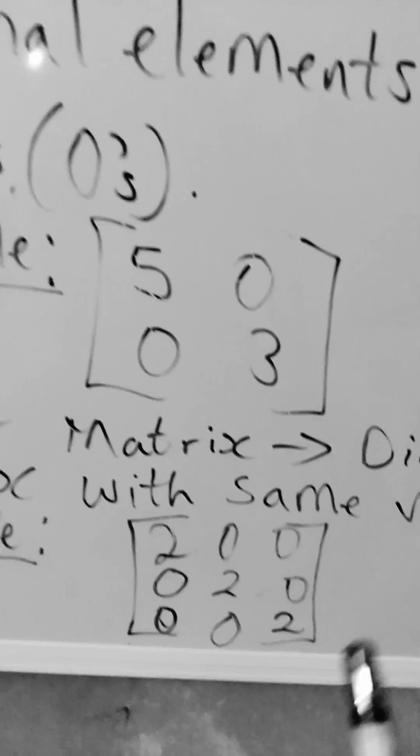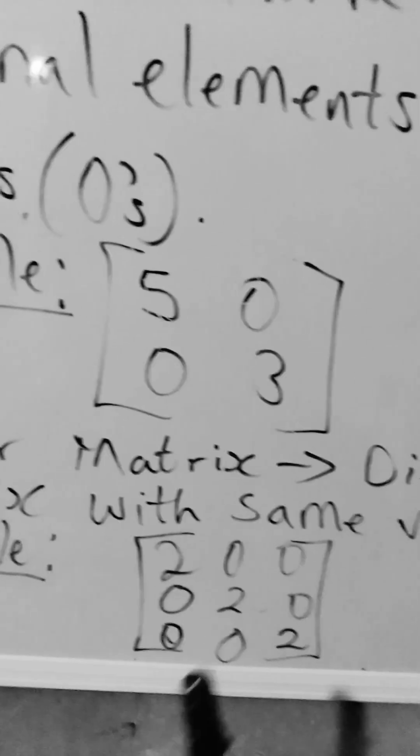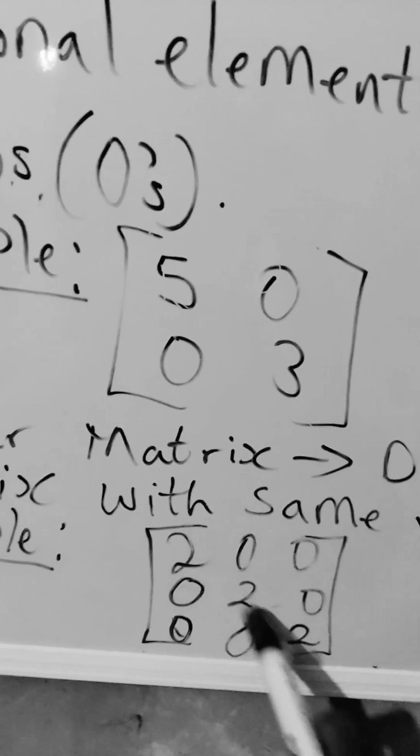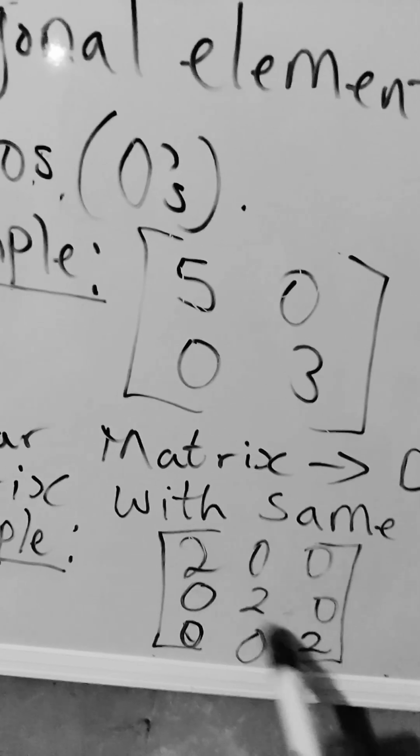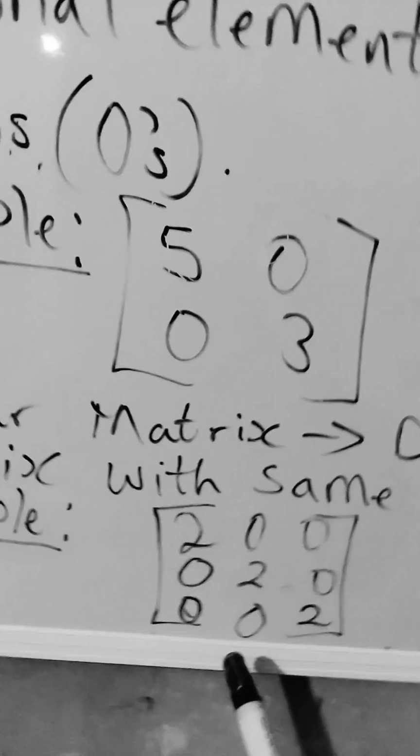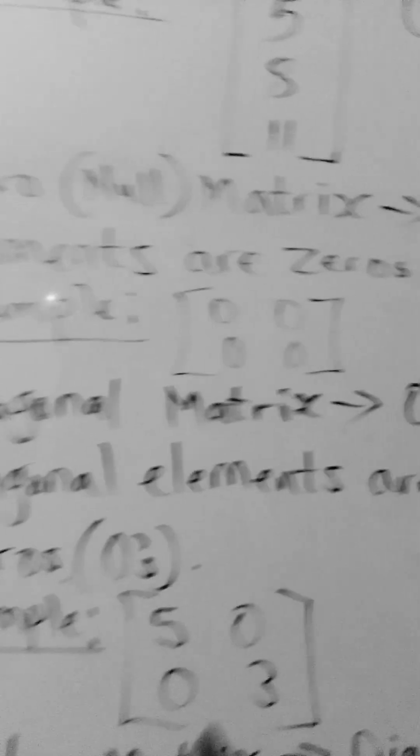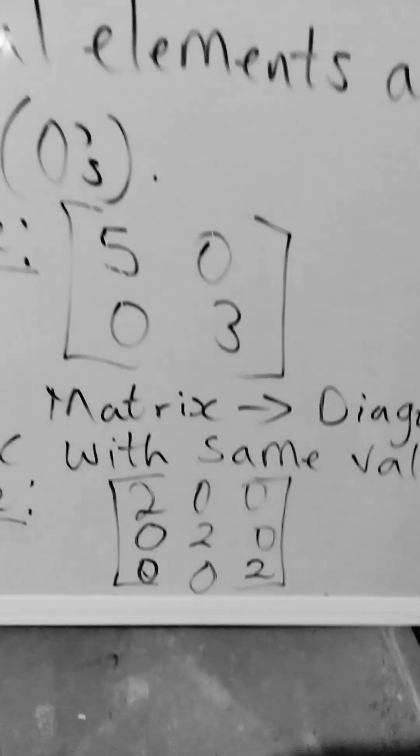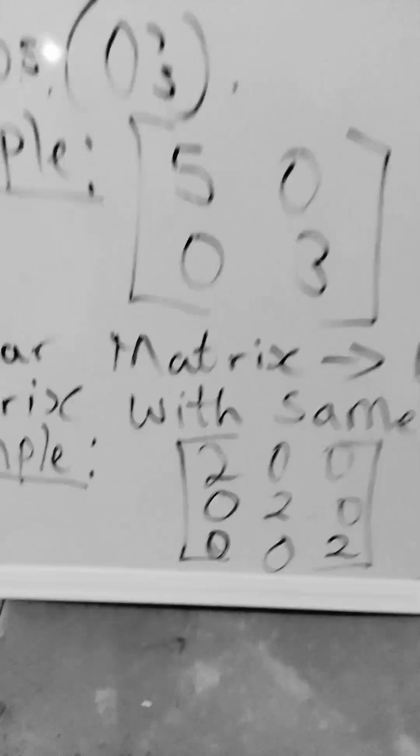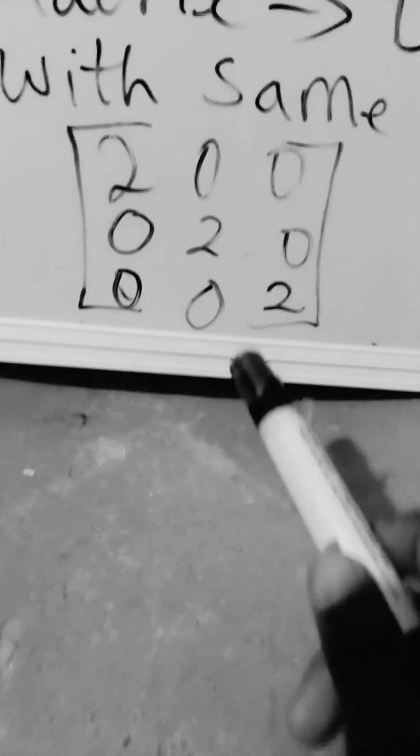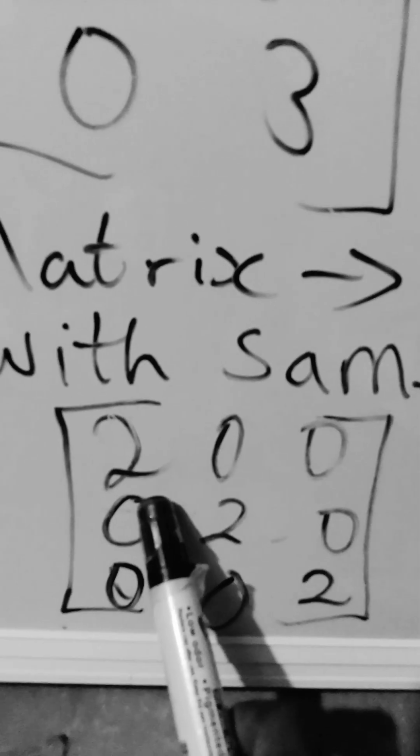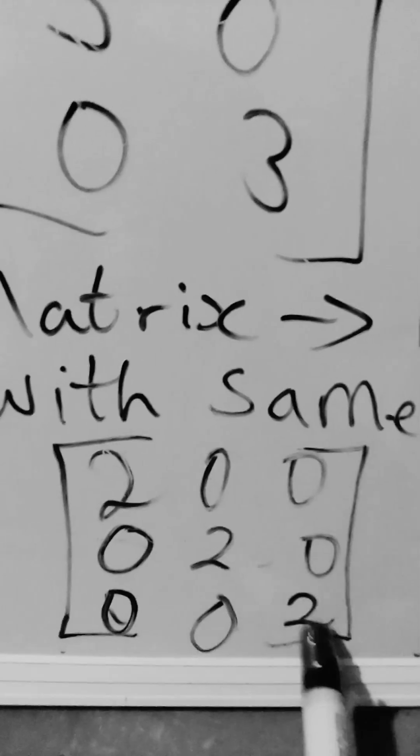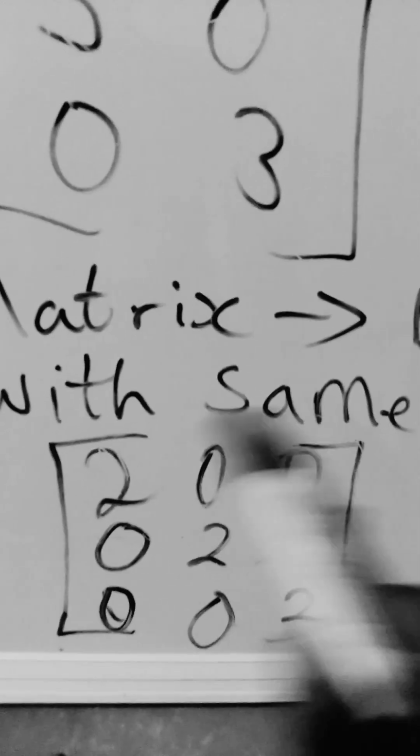Secondly, how is it a scalar matrix? It's a scalar matrix because all the elements in the diagonal are the same. How are they the same? They are all 2's. We don't have, as in the case of the diagonal matrix where we have 5, 3, we could have other values. For a scalar matrix, the elements in the diagonal are just the same, and every other element is 0.